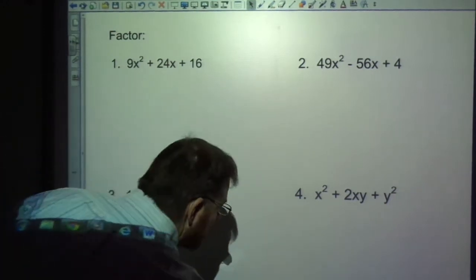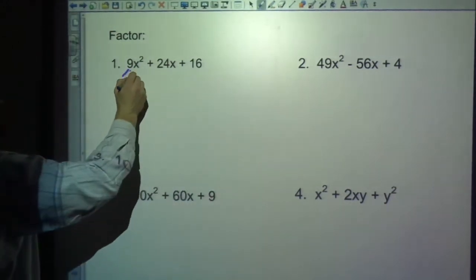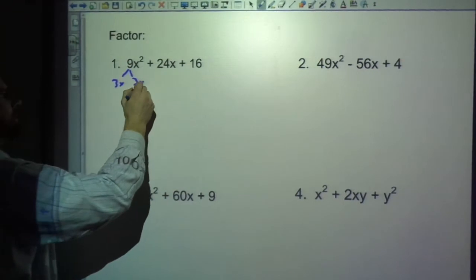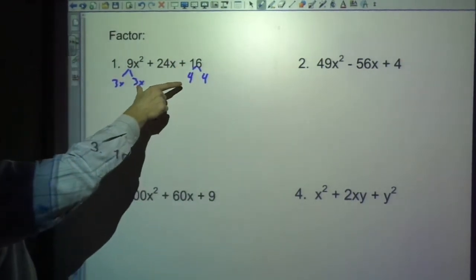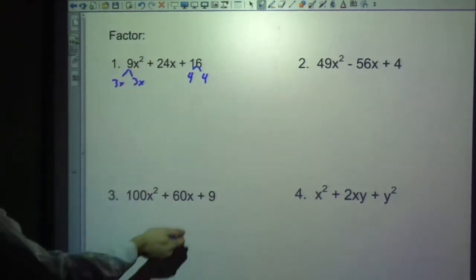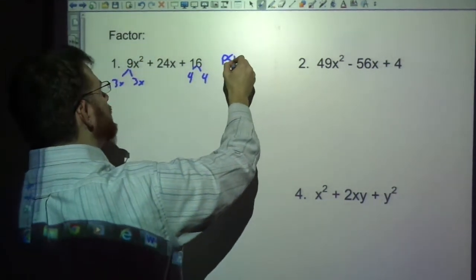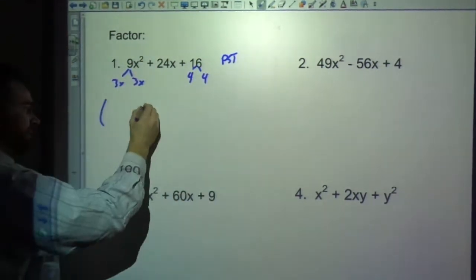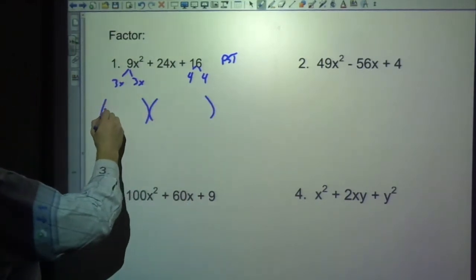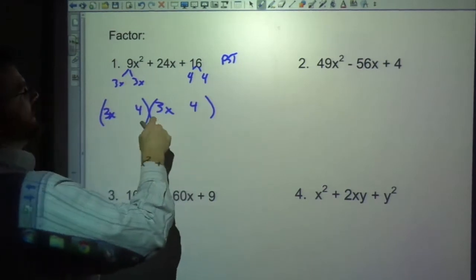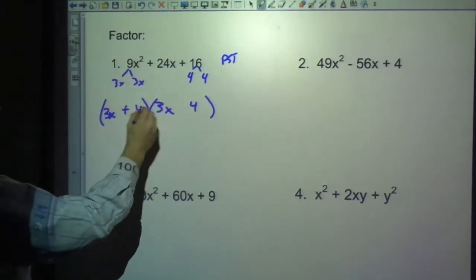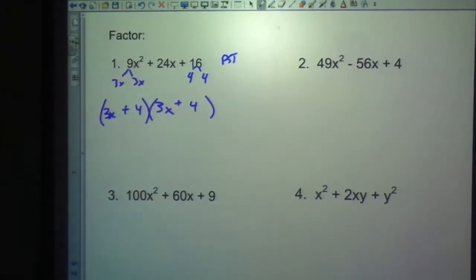And here's me. Is this one a perfect square? Yes, 3x, 3x. Is this one a perfect square? Yes, 4 and 4. If I multiply those, that's 12x. Doubled is 24x, so this is a perfect square trinomial. So I can go straight to my answer. I don't have to do a diamond or any of that kind of work. I can just go to this. And my middle sign is plus, so these signs are plus.